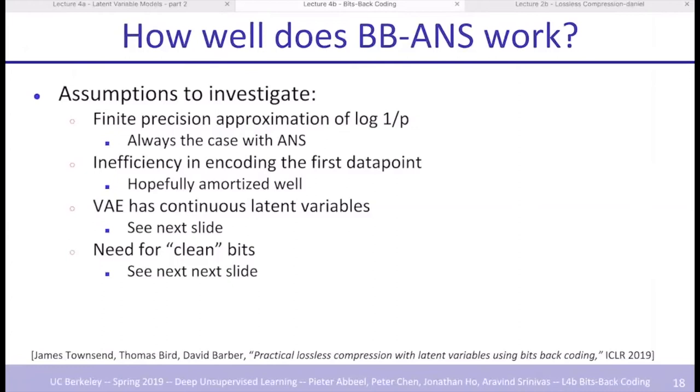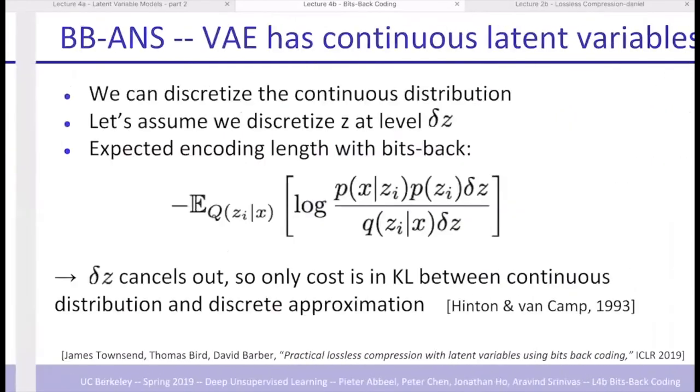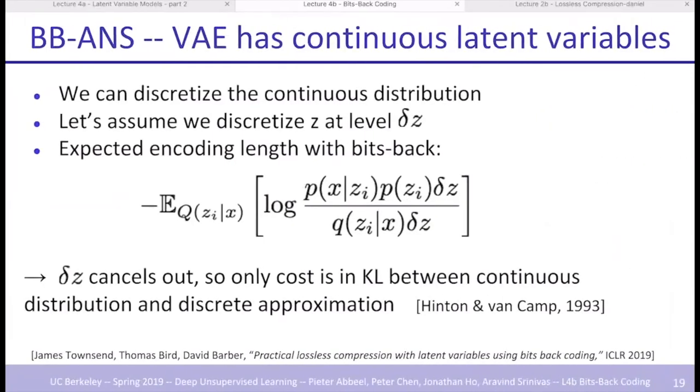And we also have two other concerns, which will be discussed in detail in the next slides. So the first one is that the VAE is using continuous latent variables and the probabilities are also continuous. So the idea here is we can try to discretize the continuous distribution.